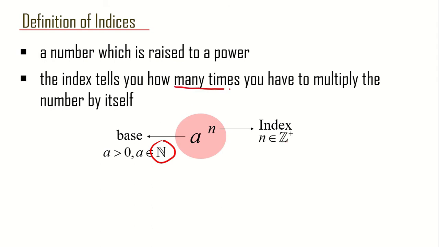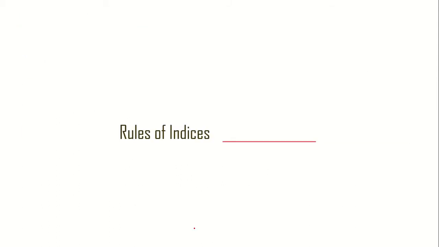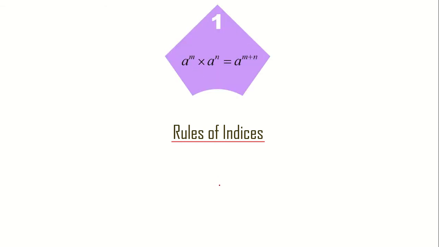The index tells you how many times you have to multiply the number by itself. So that's the function of the index. So we have here, let's say, a to the power of n. It means that a times a times a times a, that is n times. Okay, so now let's see what are the rules of indices.